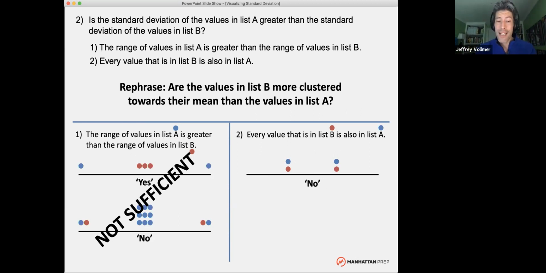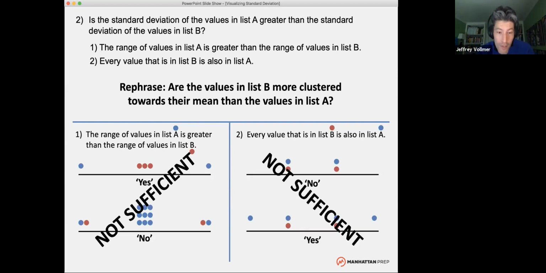I want to now see if I can satisfy statement 2, but get it so that yes, the reds are more clustered. The values in list B are more clustered. So maybe I could have the same starting set and then add some more values for A. Every value that's in list B is also in list A, satisfied. But there's nothing that says every value in list A has to be in list B. So I can just add some distance to the outskirts of list A here, and that is going to make list A more widely spaced about its average than list B. So the answer here is yes, B is more clustered. And this is not sufficient.